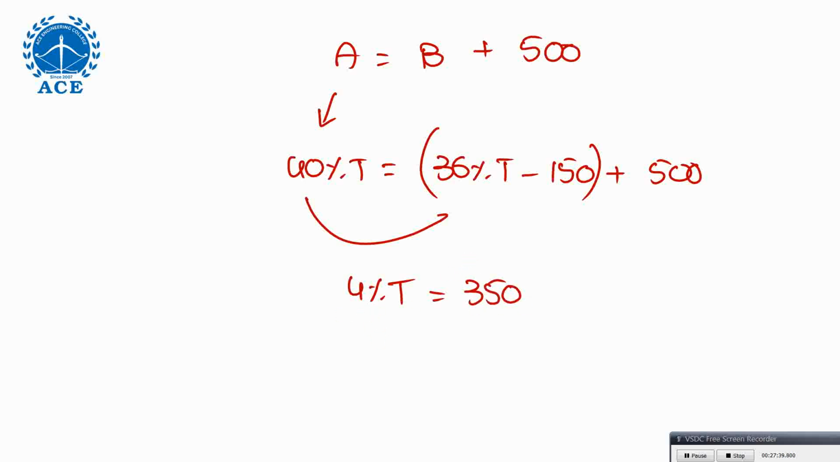4% means 4 by 100, which is 1 by 25. So when you multiply 25 into 350, we'll get 8,750. Total votes are 8,750.